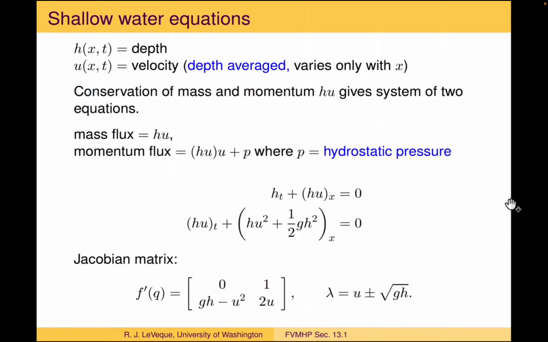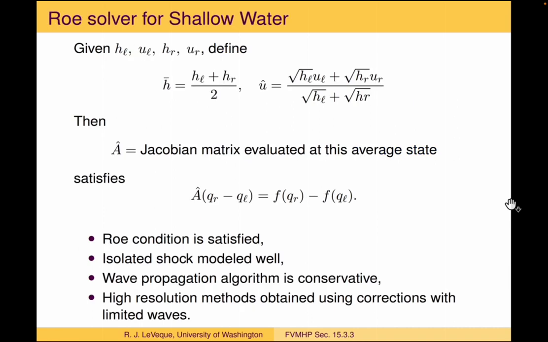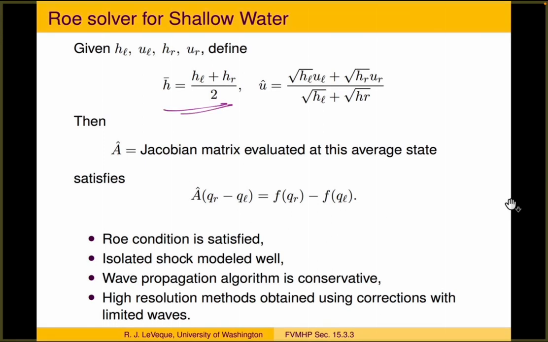So let's look again at the shallow water equations. How would we define such a thing? Again, you have to take a very special sort of approximation. The right approximation is to define an average depth, which is simply the arithmetic average of h_L and h_R, but to define an average velocity that's not at all intuitive. It's the average of u_L and u_R, but weighted by the square root of the depth on either side. So that's a weighted average of u left and u right.